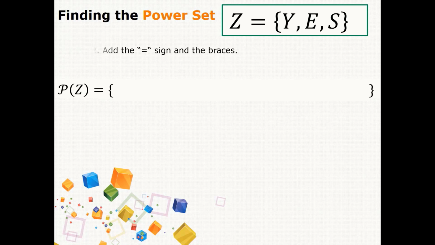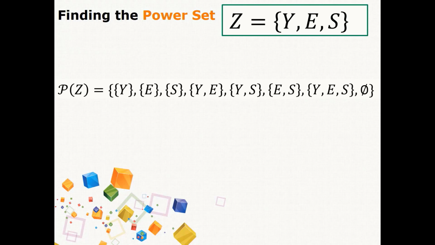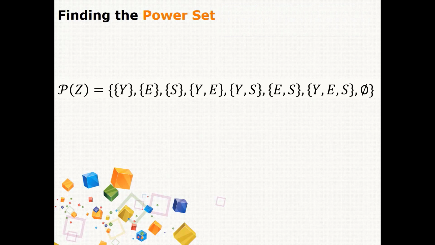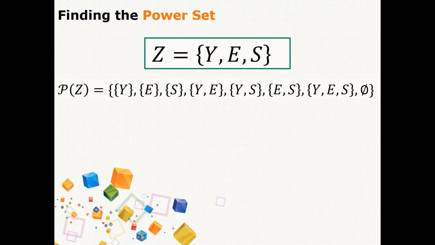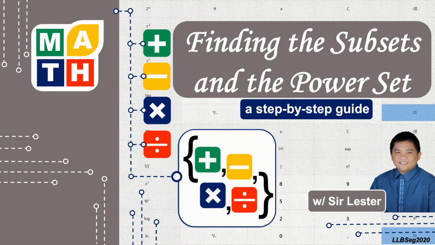Here, from this notation, we need to make sure that all subsets are placed here. You may interchange the subsets as long as you have 8 subsets as its elements. These are the basics in finding the subsets and the power set of the given set.